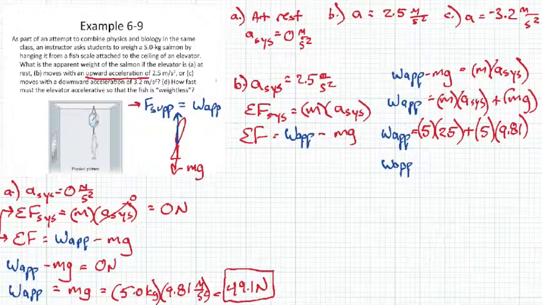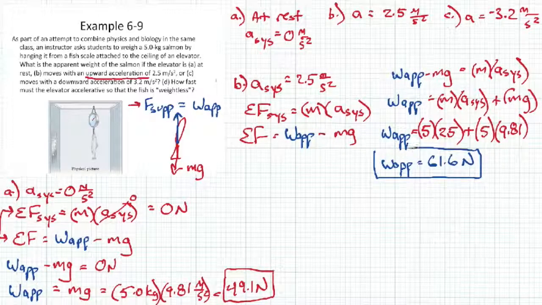is going to be, what do you think, more or less than it was at rest? Well, in this scenario, it's going to be more. 61.6. In fact, I'll just write it all in blue. 61.6 newtons. And if you think about that for a second, that should make sense, because if you're in an elevator and it jerks upwards, like it's accelerating upwards, you actually feel slightly heavier. That's what gives you that kind of weird feeling in the pit of your stomach.